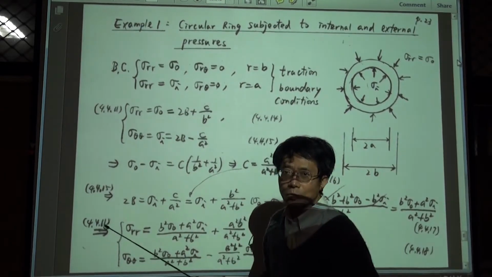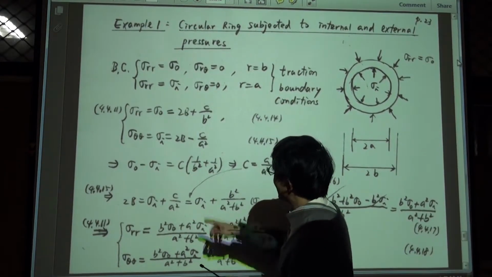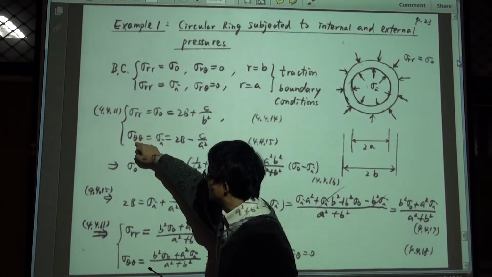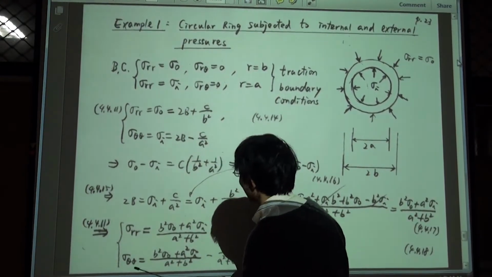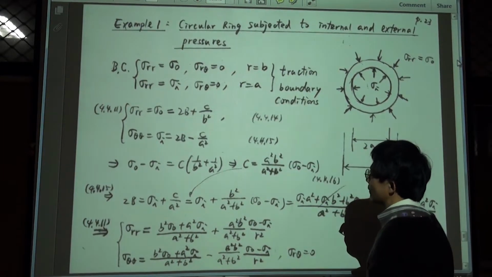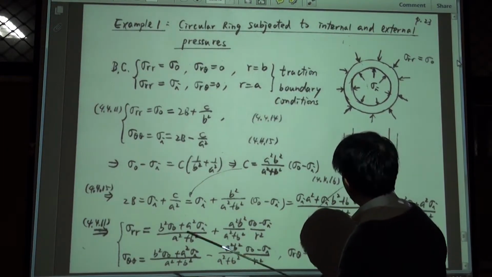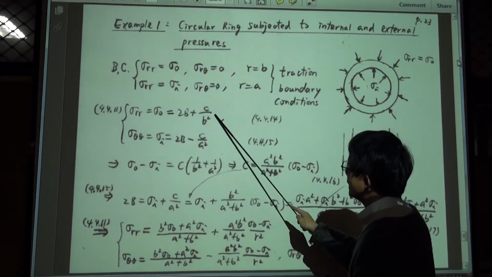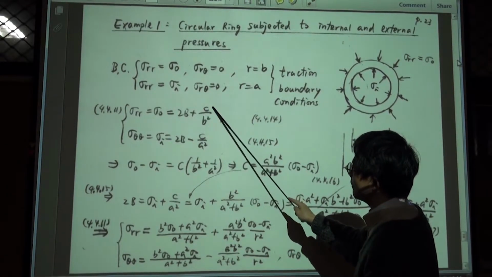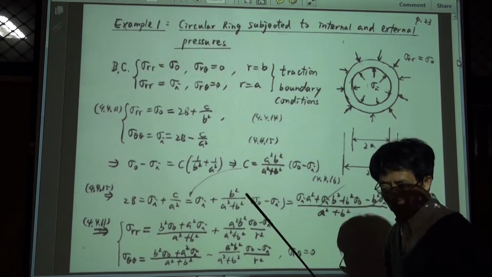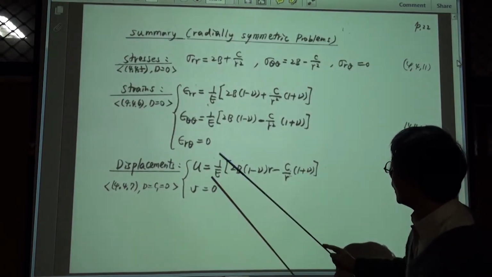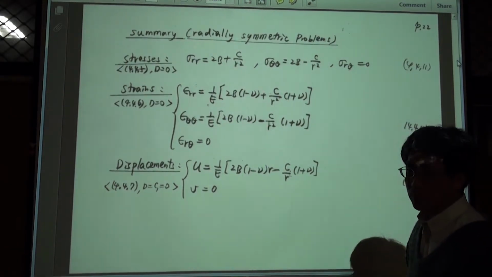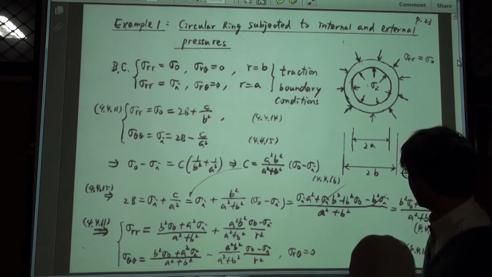Okay, so solve by yourself, because your teacher here made some mistake. This should be sigma r, this should be a plus sign. Solve by yourself, and you will get the result for B and C. And then after you get B and C, you can put them back into the formula here, and then you get the stress field and the displacement field, and you get everything. Okay, do it by yourself.